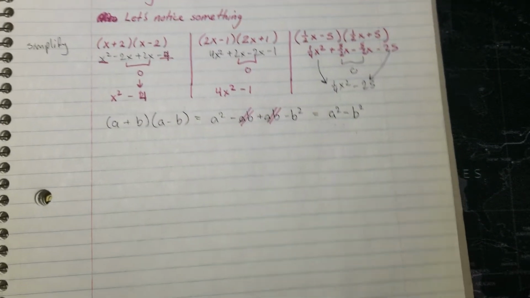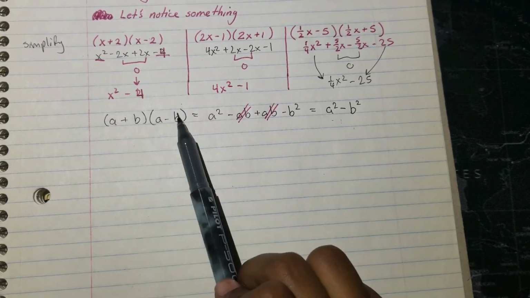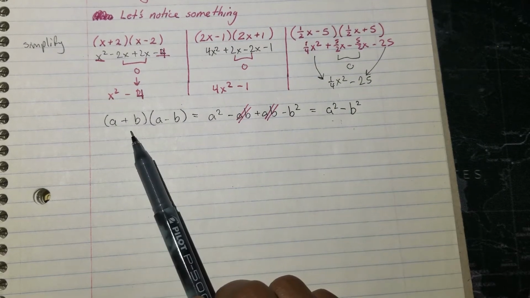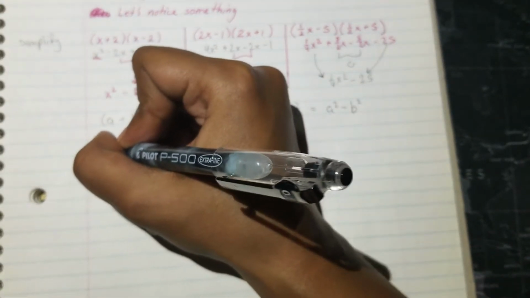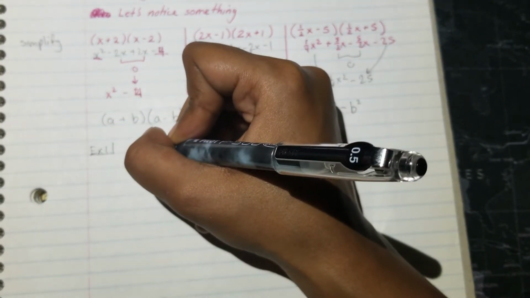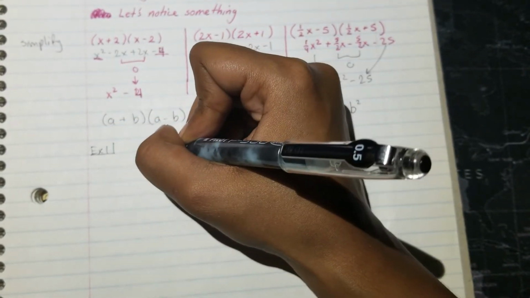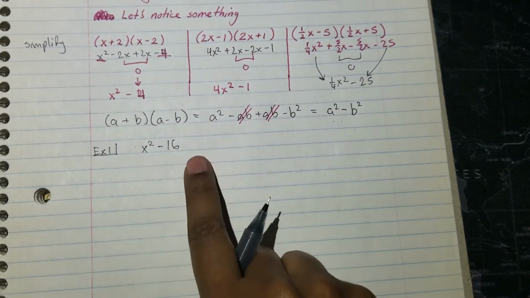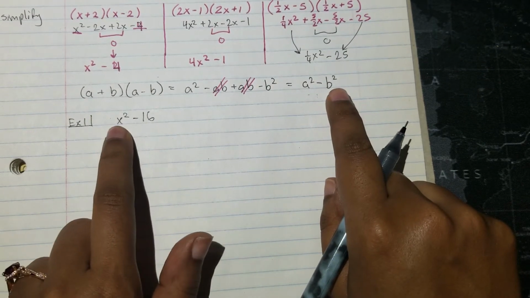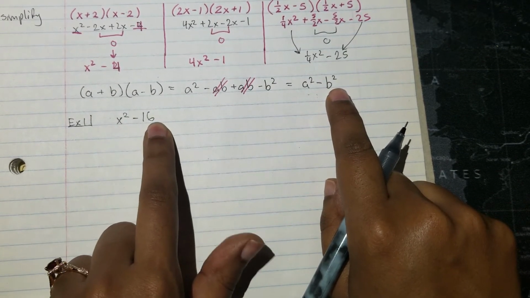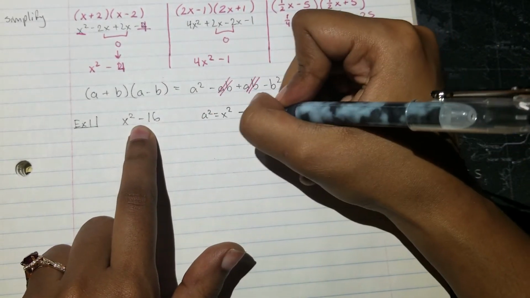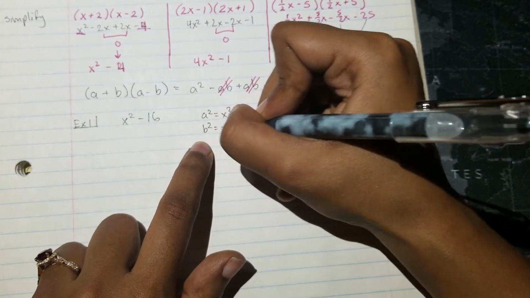So sometimes we're not given this portion. Sometimes we're given this and we need to go backwards. We need to factor. So let's look at an example. Let's say we had x squared minus 16. We only have 2 terms in the form of a squared and b squared, because x squared is a perfect square and 16 is also a perfect square. So we can break it down. Let's say a squared is our x squared, and b squared is 16.